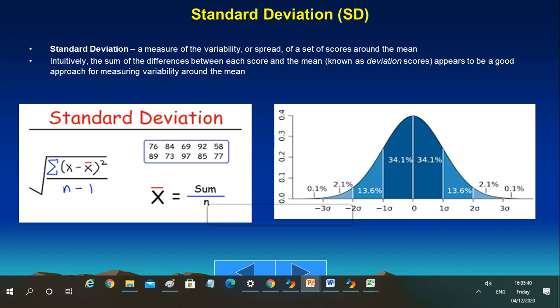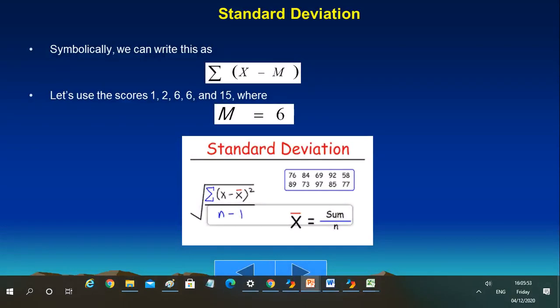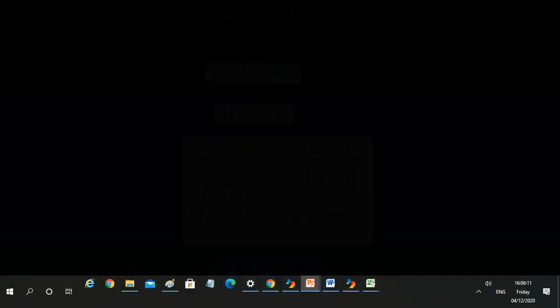This is the formula for calculating the standard deviation, under the square root: the summation of (x minus x bar) squared, divided by n minus 1. Symbolically we can write this as shown, summation of (x minus capital M). Let's use the scores 1, 2, 6, 6 and 15, where M is equal to 6. So you can calculate the standard deviation with the help of this formula.